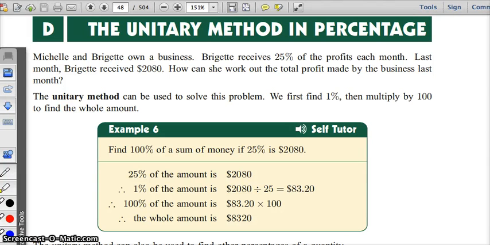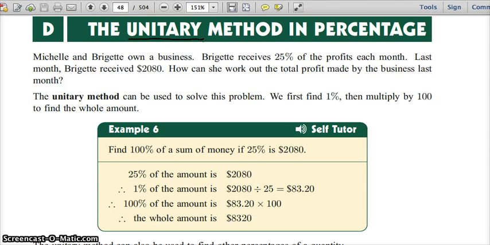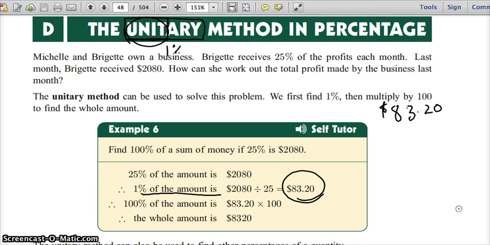All right. So, as the term suggests, what we're trying to find out is 1 unit. We're trying to find out what 1% is worth in these questions. And when we find out what 1 unit is worth, on this occasion 1%, then we can work out any other percentage. Okay? My example will be that in this occasion, 1%, and let's forget what the question is at the moment, 1% of this amount is $83.20. $83.20 is worth 1% of this question.